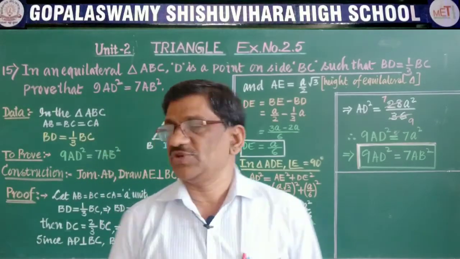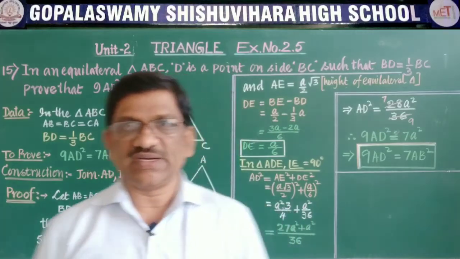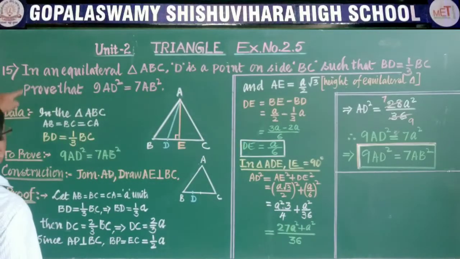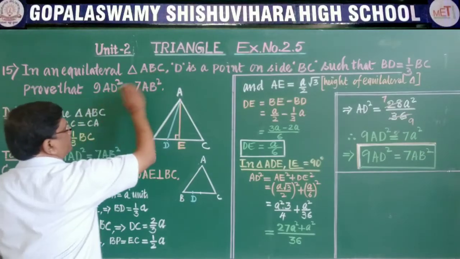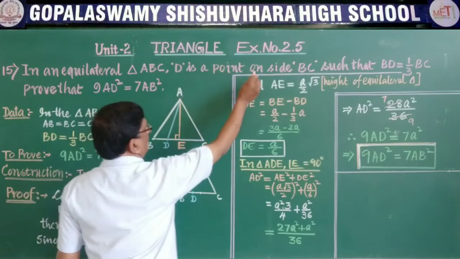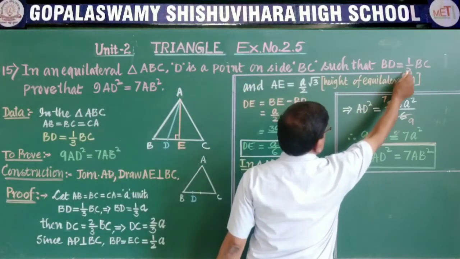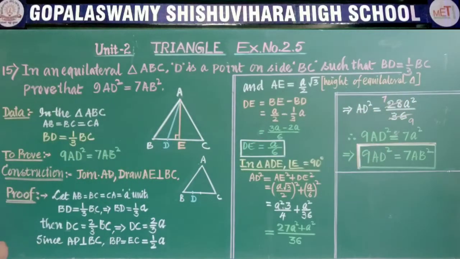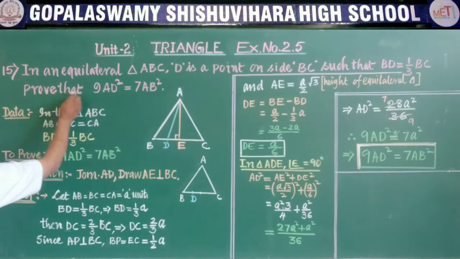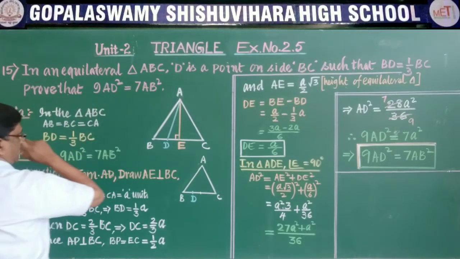Now, children, we shall take up the next sum, that is the 15th sum in the exercise. What does it say? You see here, in an equilateral triangle ABC, D is a point on the side BC such that BD is equal to 1/3 of BC. Prove that 9AD square is equal to 7AB square.